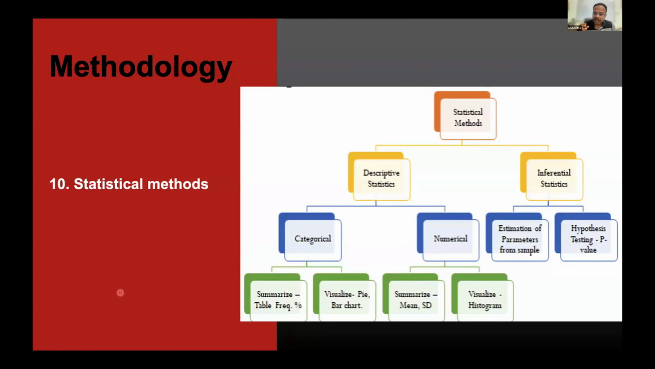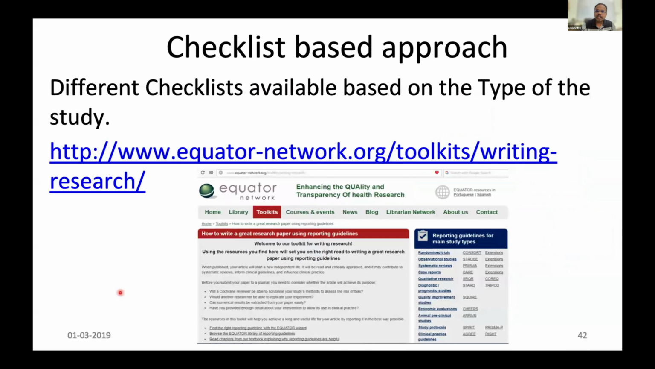So you need to have an idea about your questionnaire and how that questionnaire yields variables and how those variables are going to get analyzed. So all these things you need to understand before doing the study. That is an important thing in the methodology. And the last but not the least is the statistical method. Just to see this picture, we will see that in detail.